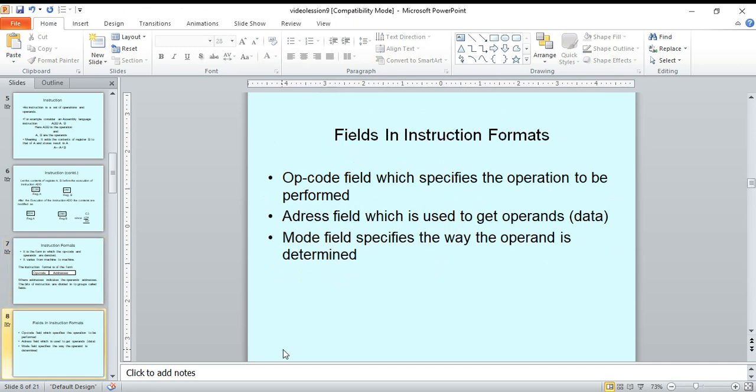Here, fields in the instruction format: the opcode field specifies the operation to be performed, and the address field is used to get the operands, which is simply the data. The mode field specifies the way the operand is determined. So the way to fetch the operand is defined in the mode field.